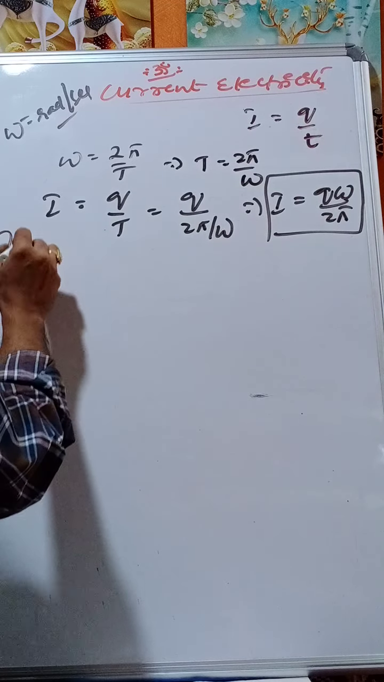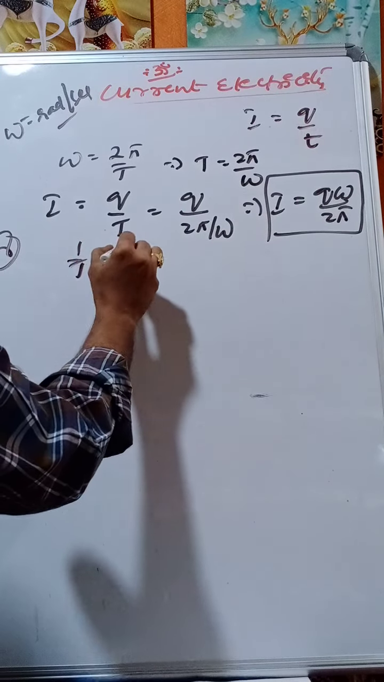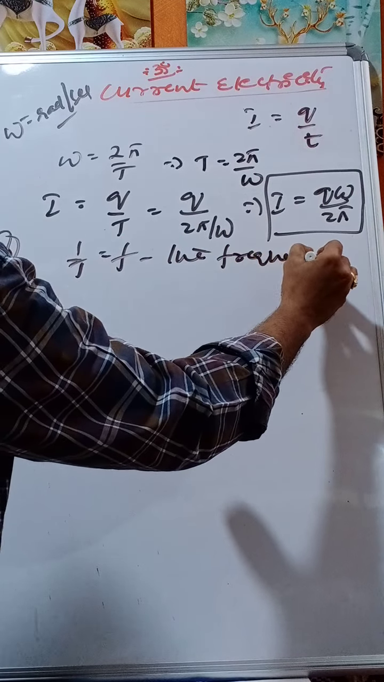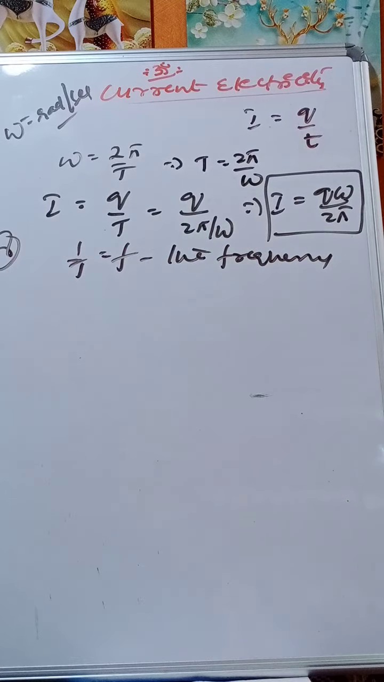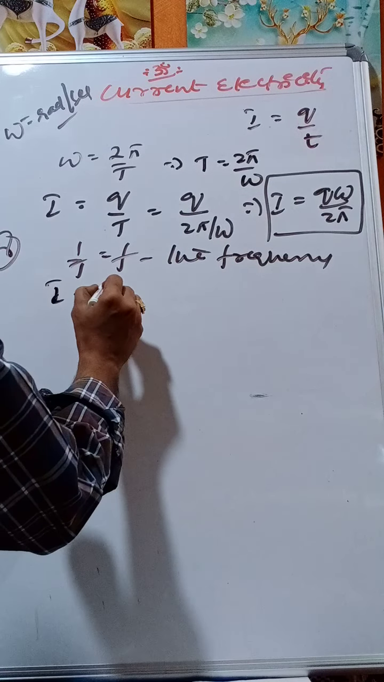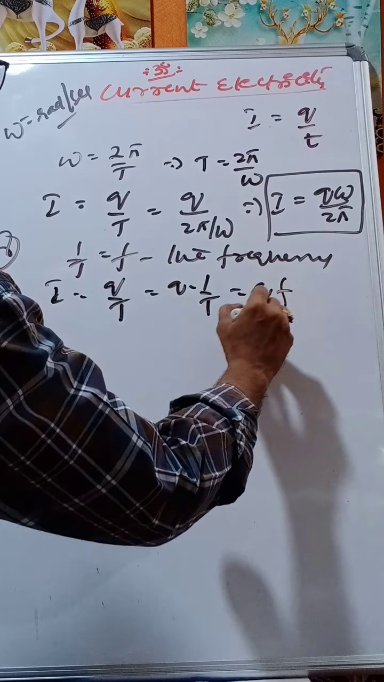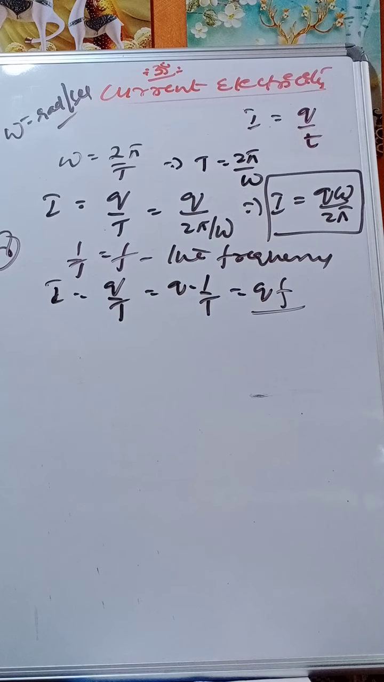Or another way of expressing it: 1 by t is equal to f, the frequency. The reciprocal of the time period is called the frequency. Therefore, I is equal to q by t, which is q into 1 by t, that is equal to q into f. If you are given frequency and charge, you can easily calculate the current: I is equal to q into f.